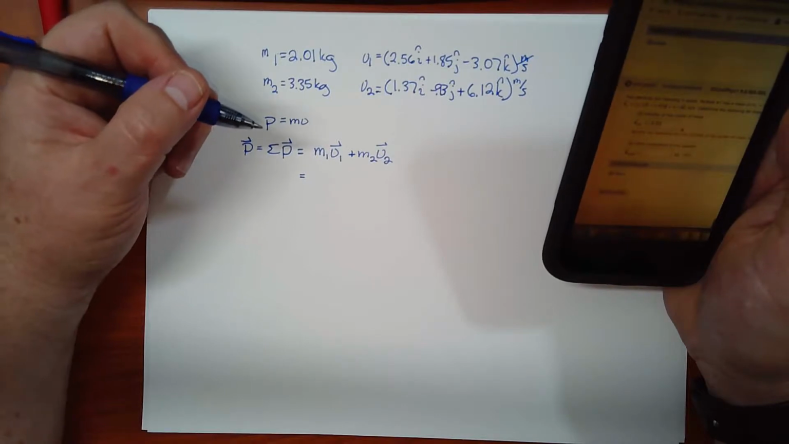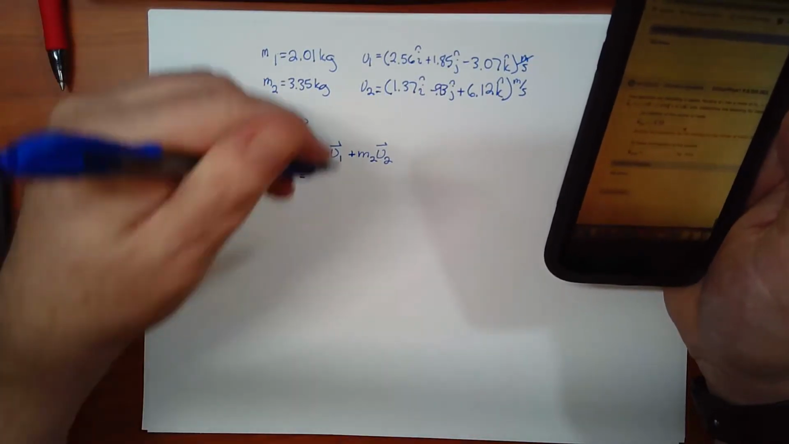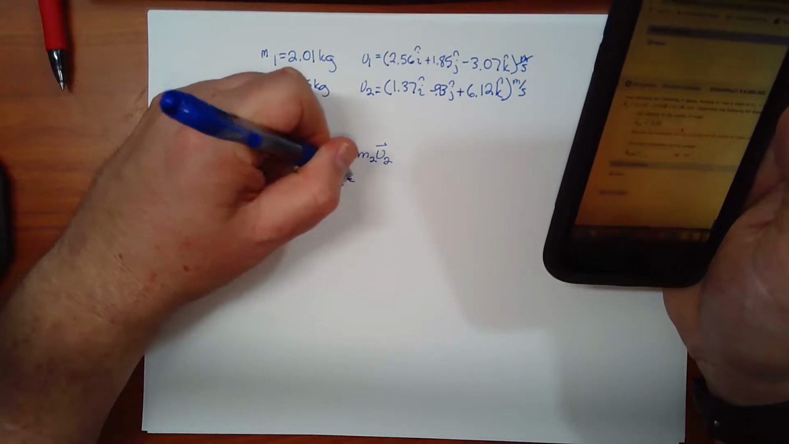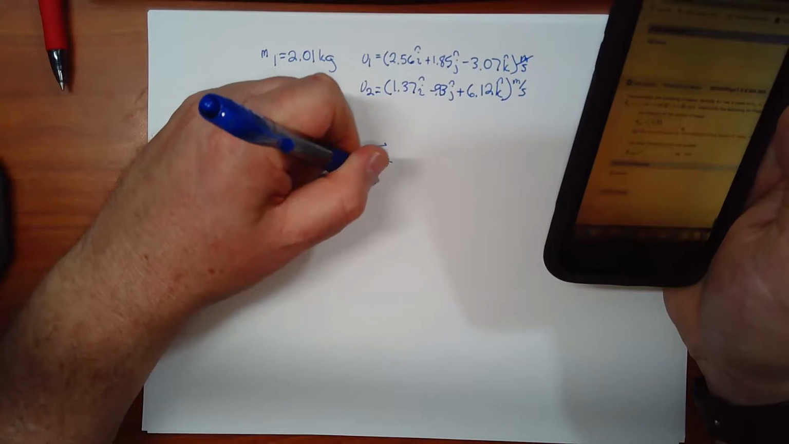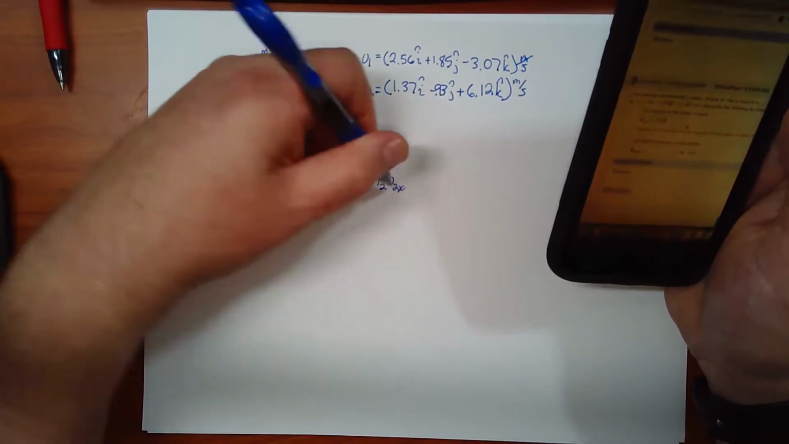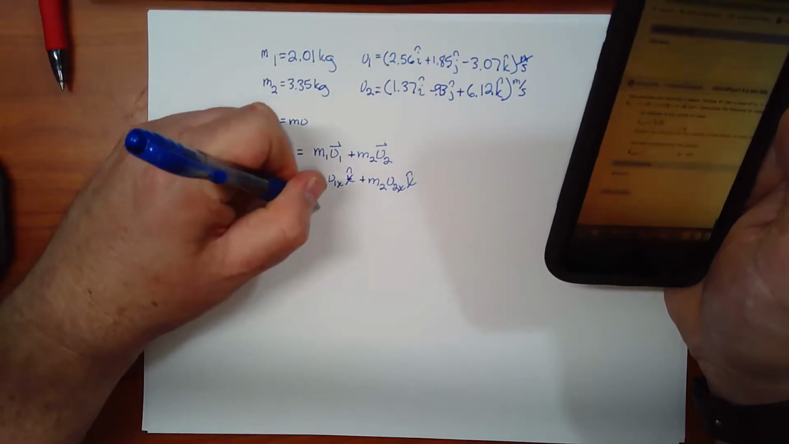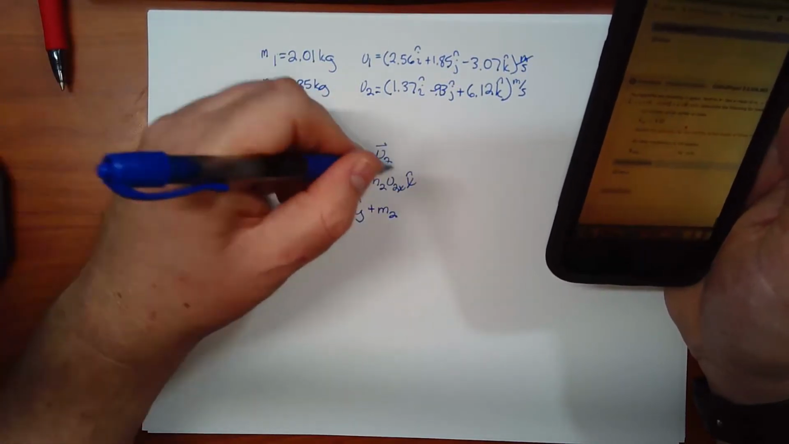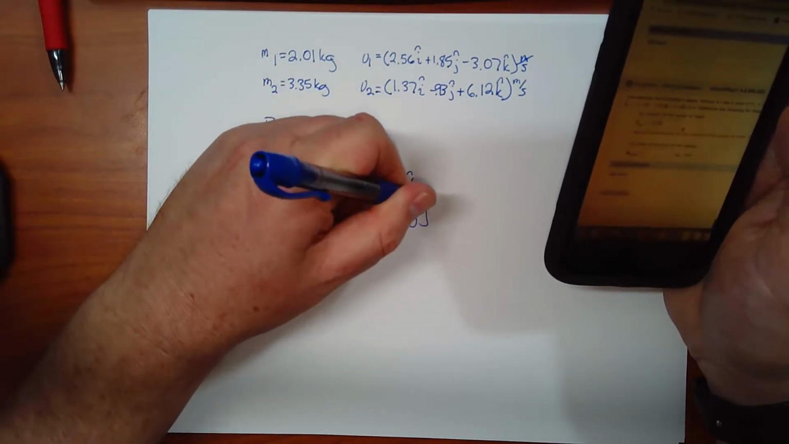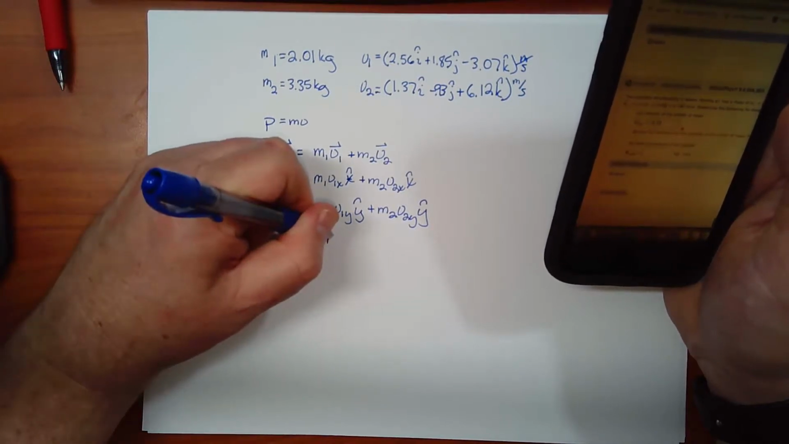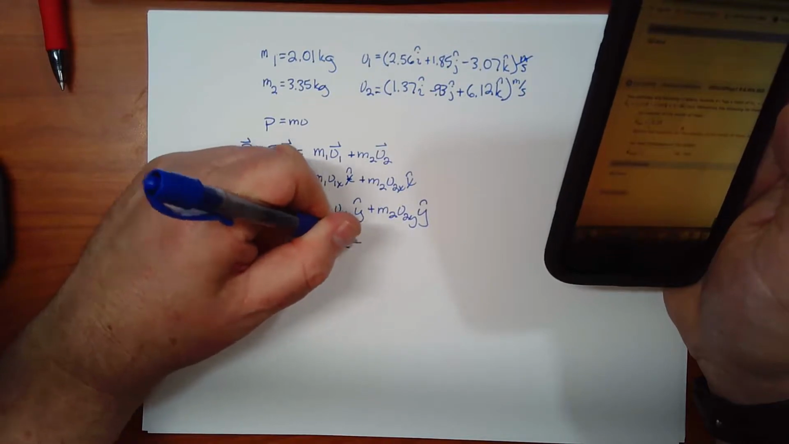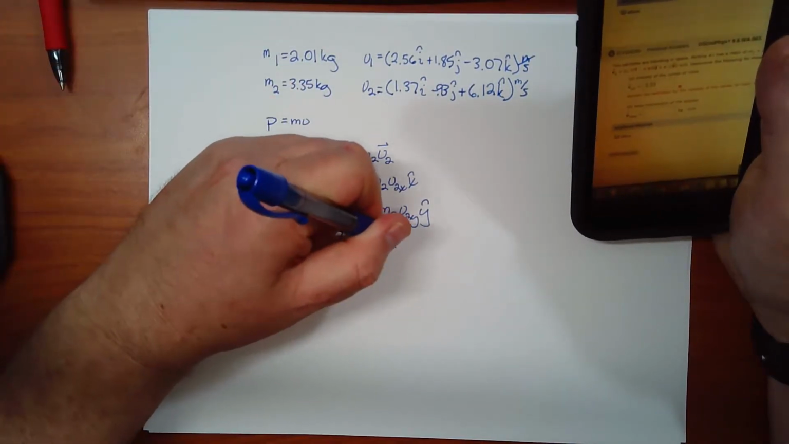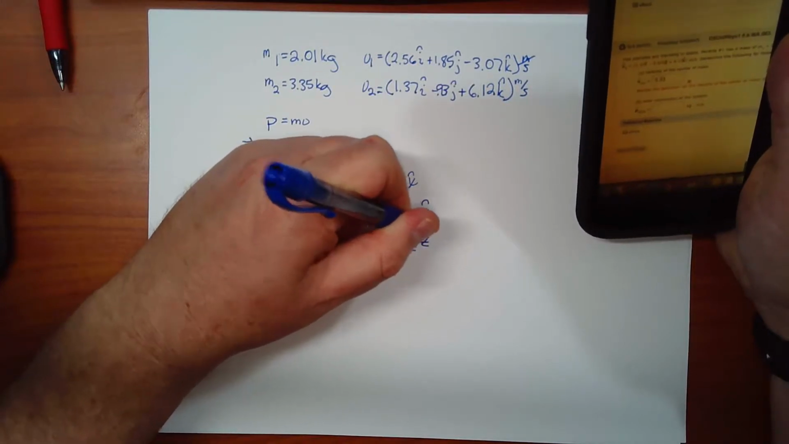So this becomes, how would be the right way to do this? It'd be m1 v1 x hat plus m2 v2 x hat plus m1 v1 y hat plus m2 v2 y hat plus m1 v1 z hat. Yes, I'm using x, y, and z. Deal with it. It's ijk, same thing. Plus m2 v2 z hat. I'm committed now.